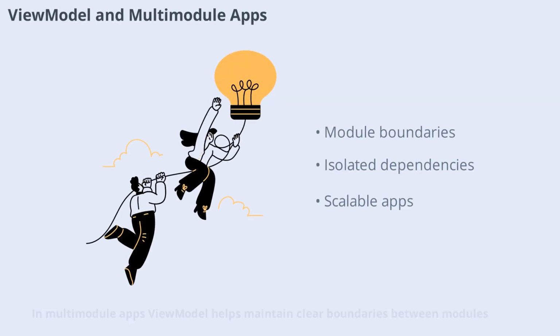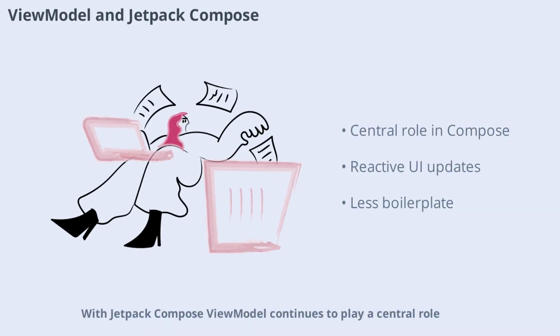In multi-module apps, ViewModel helps maintain clear boundaries between modules. Each module can define its own ViewModels, keeping dependencies isolated and making the app easier to build and test. This approach supports clean, scalable architectures. With Jetpack Compose, ViewModel continues to play a central role. Compose UIs observe state from the ViewModel, updating automatically when data changes. This reactive approach makes it easy to build modern, dynamic UIs with less boilerplate code.